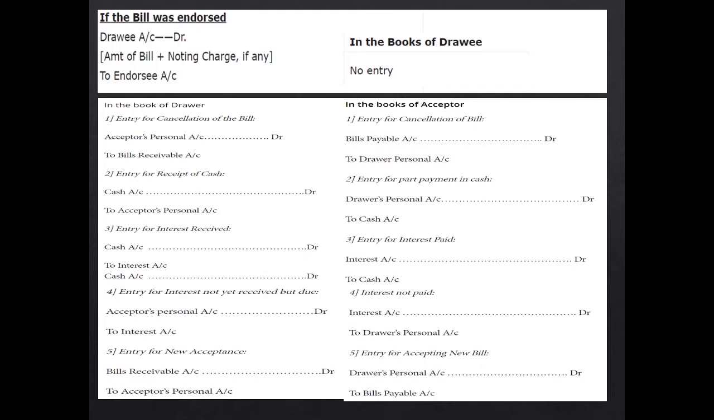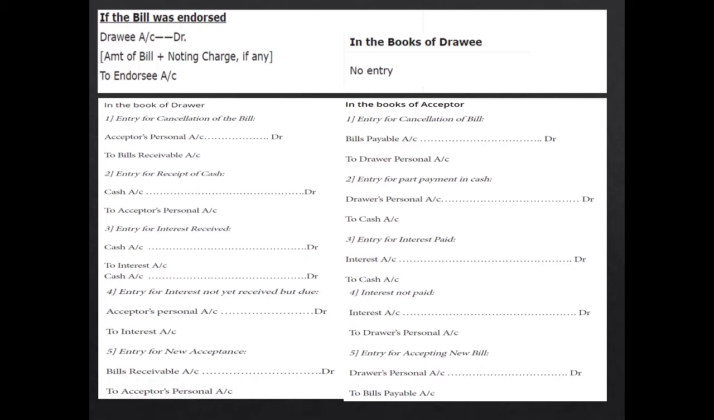We will understand this renewal of the bill. A draws a bill for 4,000 rupees on B for 3 months. Now the bill is with A, and B accepted the bill. The 3 months are over and B approaches A: brother, I cannot pay 3,000 rupees, I will pay 2,000 rupees. And for the 1,000 amount, the interest amount and the part payment 1,000, I will accept a new bill.